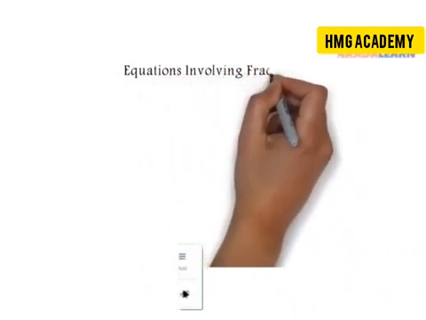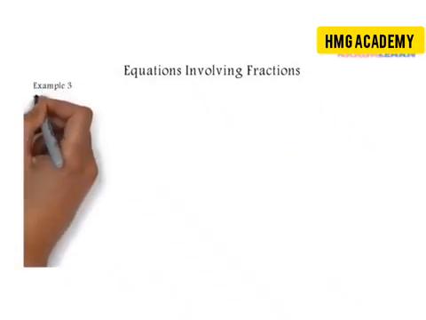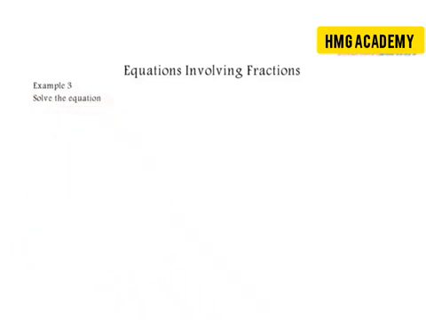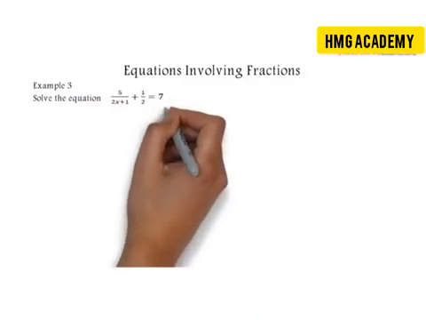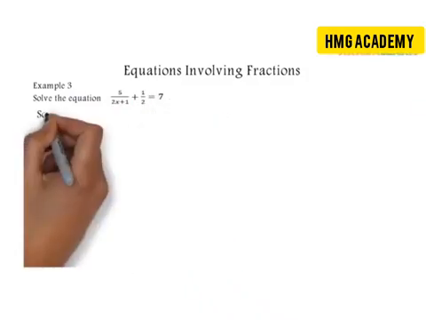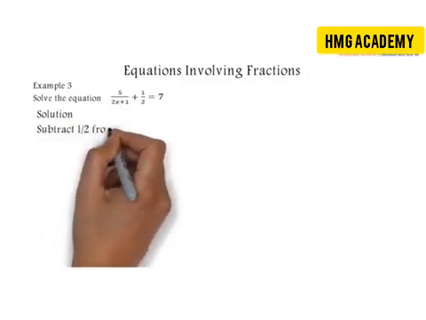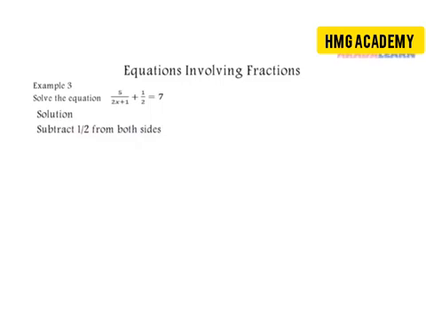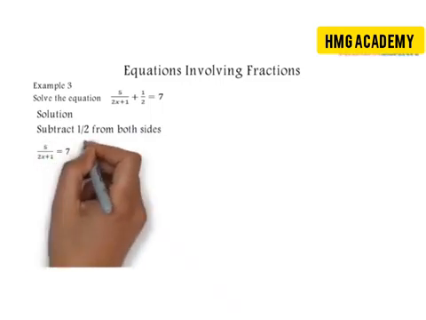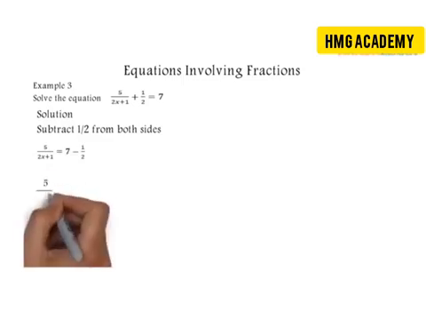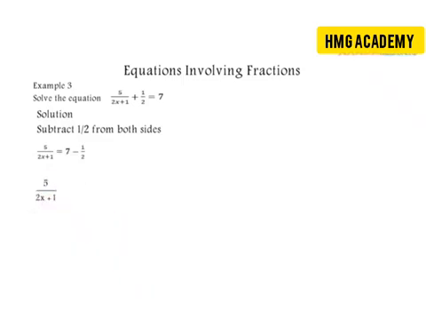Now let's see equations that have to do with fractions. Example 3. Solve the equation. We have the equation right there. The first thing we need to do is to subtract a half from both sides. We are taking the 1/2 to the other side because it's a constant, to meet the other constant. So when we do that, we have (5/2)(x + 1) = 7 - 1/2. We simplify 7 - 1/2 and we get 13/2.